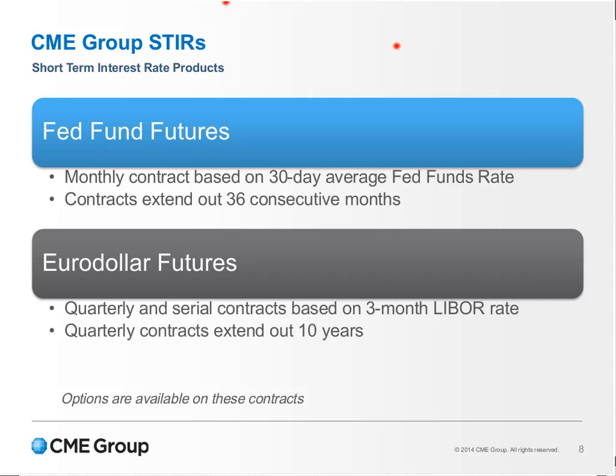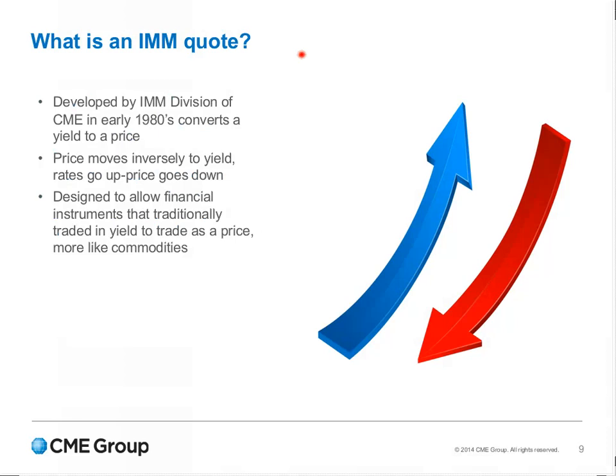I'll go into that in a little bit more detail, but one of the things we're going to wrestle with as we learn about this is how these are all quoted. For short-term interest rates, there is what's called the IMM quote, and it was developed in the early 80s. Again, it goes back to this idea of putting a quote or pricing convention into play that traders can use. We'll walk through an example of this, but prices move inversely to yield. If rates go up, prices go down, and conversely, if rates go down, prices go up.